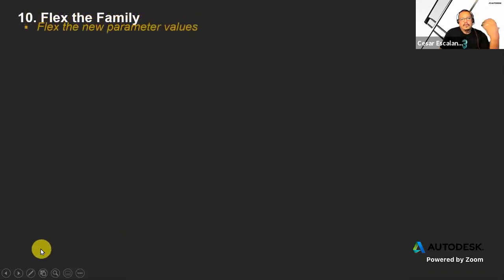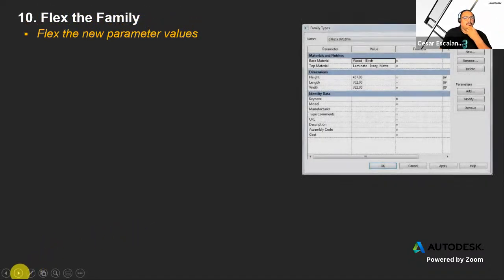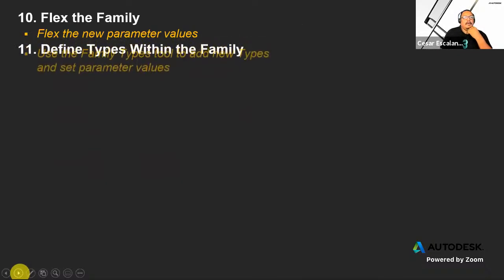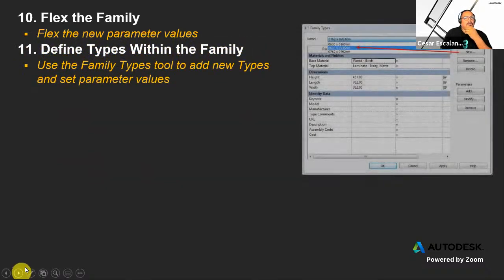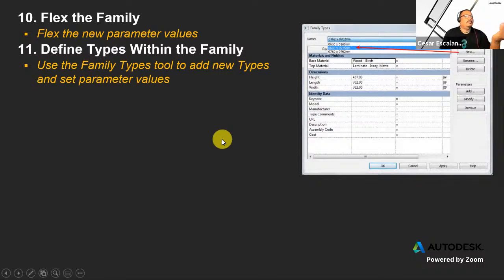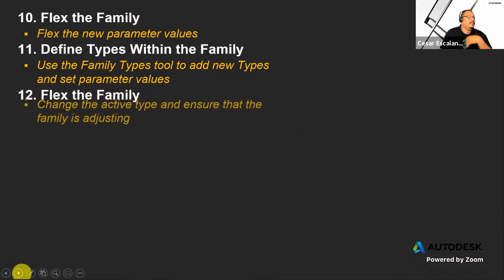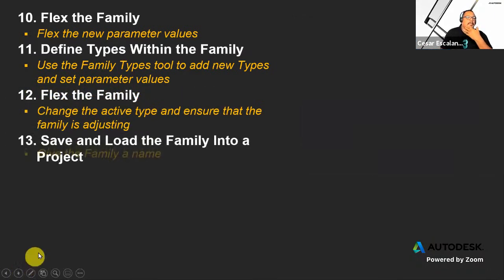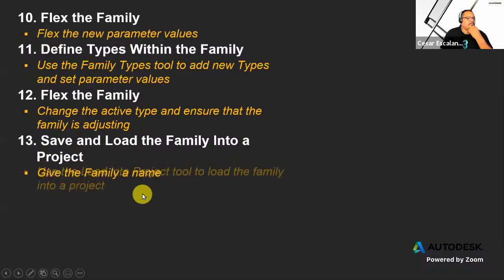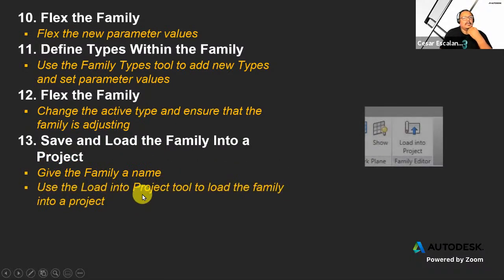The last few steps in the process is continue flexing the family, checking that the parameters are working. And once everything's working, we create new types. New types are family members. And as you add new family members, you can create new values, load them into the project, continue flexing them, and then test it into an actual project environment where you can actually see whether the family works or not.